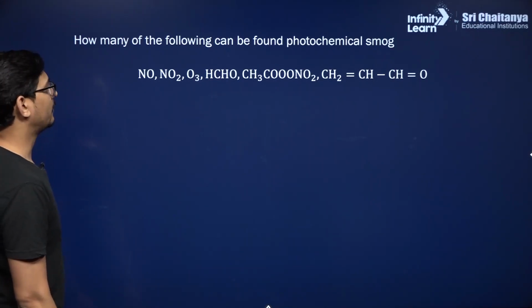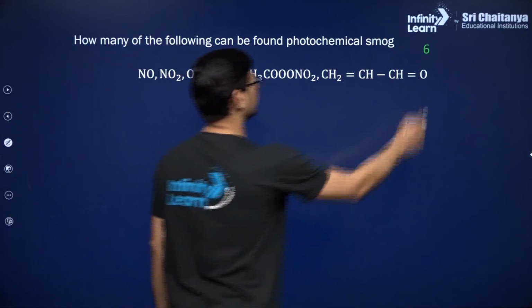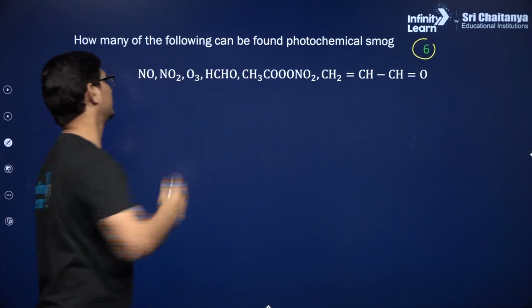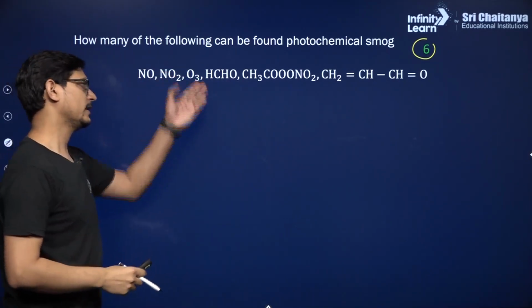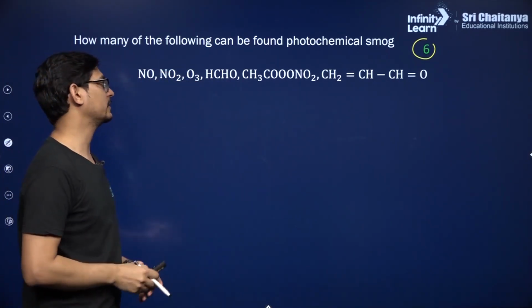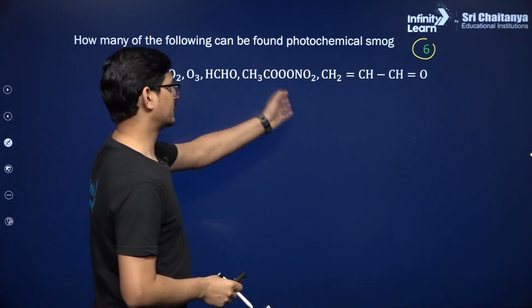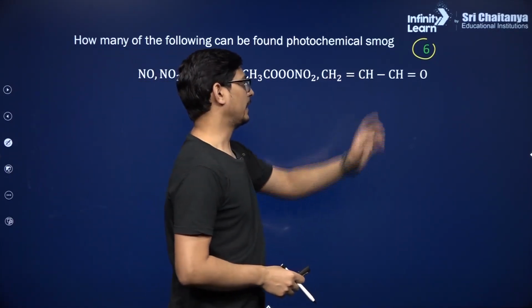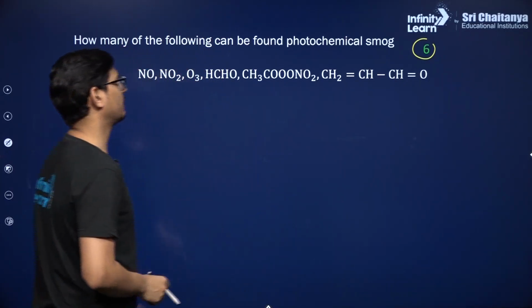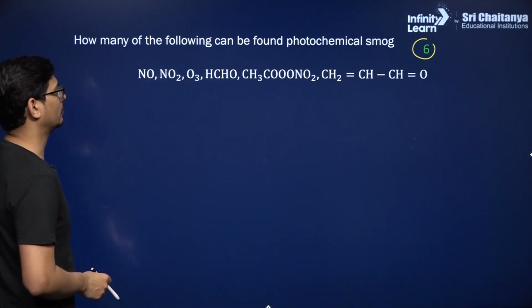How many of these can be found in photochemical smog? I think all of them, because first there is formation of NO, which is oxidized to NO2, then there is ozone, secondary pollutants, right? Formaldehyde, peroxyacetyl nitrate, and acrolein, right? So these are the molecules present in photochemical smog.